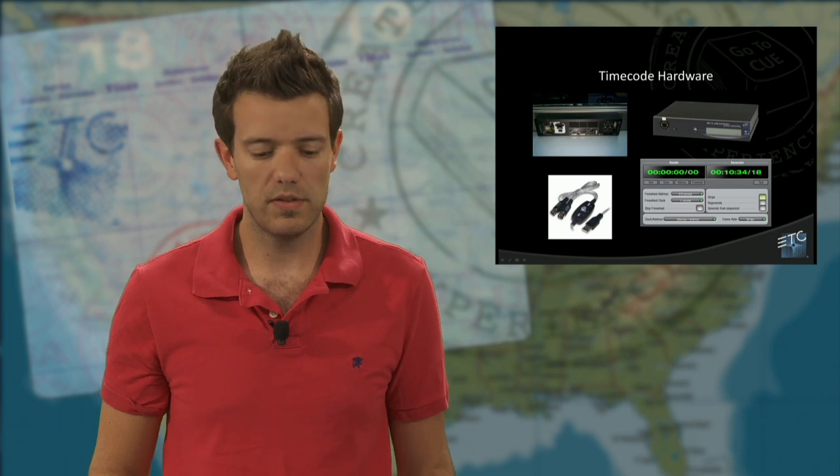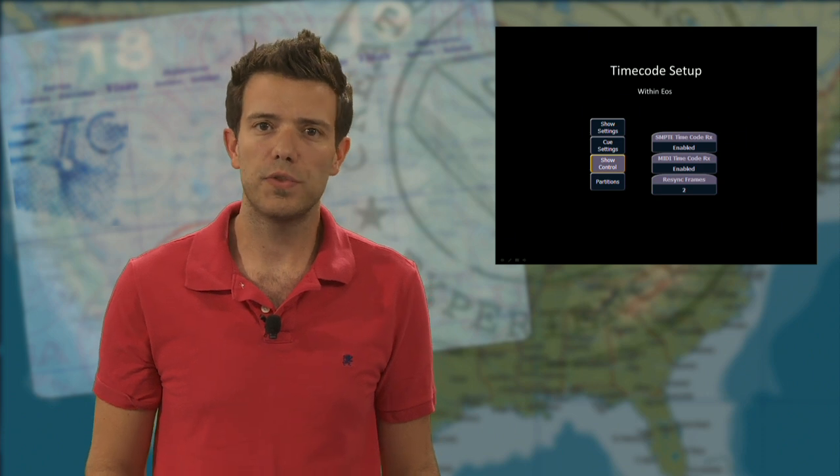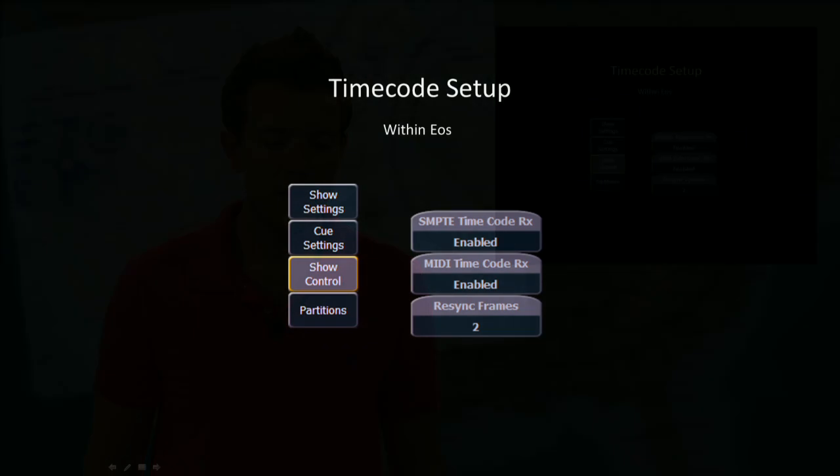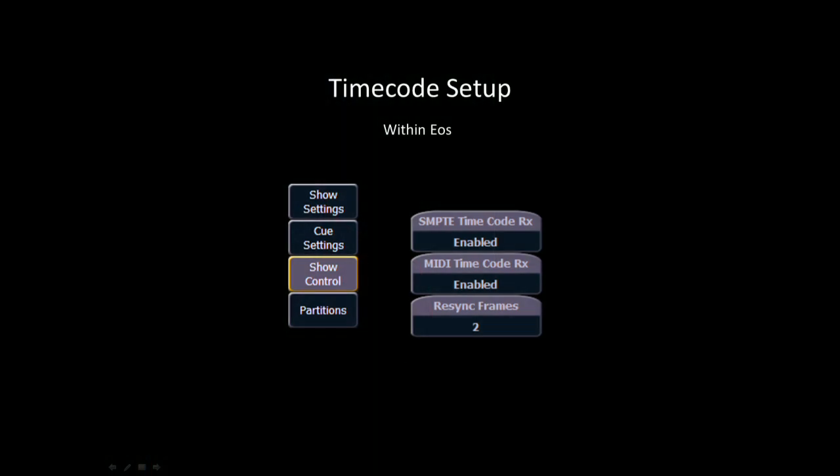We'll also be using a USB to MIDI interface, and this is something that you can pick up from the internet. You don't need to spend anything expensive. They're fairly cheap devices. And then we'll also use a program just to see that we're sending that time code. Within the console, the screen that we have is within setup, and we have 3 main buttons that we're talking about, specifically with time code. We have SMPTE time code receive, MIDI time code receive, and how many frames we want to see for it to resync.